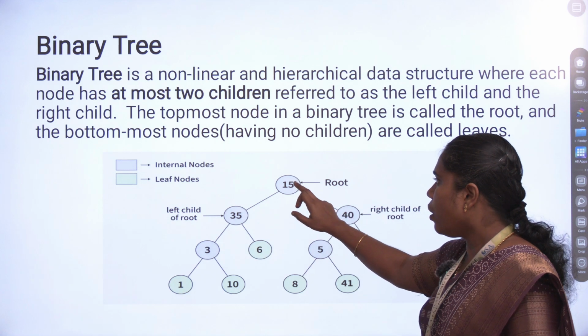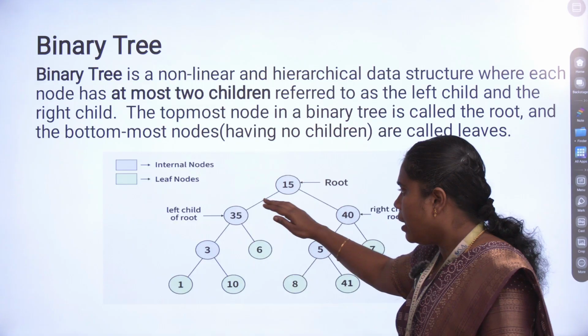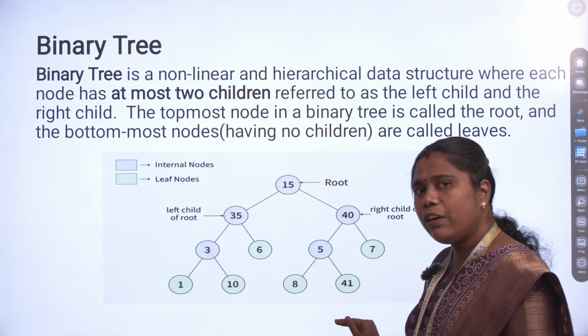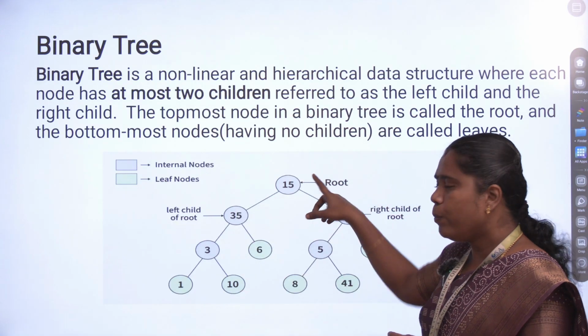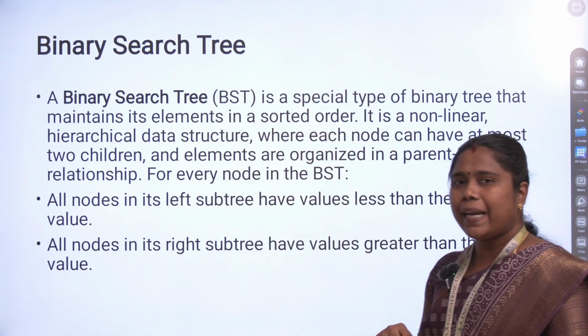Here these are called the nodes and these are connected through these lines, which are called edges. The nodes at the lowest level are called the leaf nodes and the topmost node is called the root node. So next is a binary search tree.